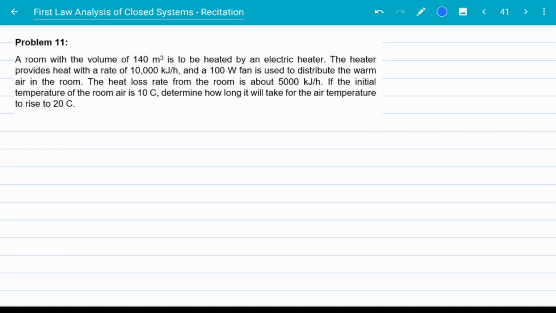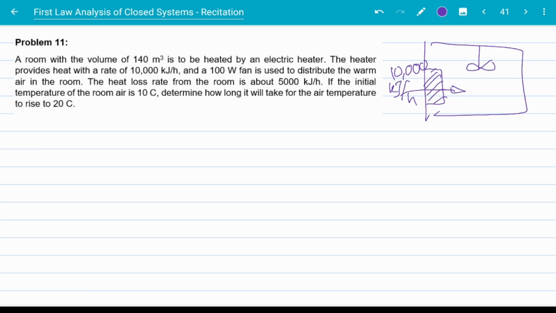Now, first of all, we are dealing with air, not steam anymore. So this is an ideal gas problem. And for ideal gas problems, for calculating the change of enthalpy and internal energy of ideal gases, we use specific heats at constant volume and constant pressure. So let's see what's happening. We have this room. There is a fan on top distributing the air. And we have this heater that is providing 10,000 kilojoules per hour of heat, and we are approximating a heat loss of 5,000 kilojoules per hour.